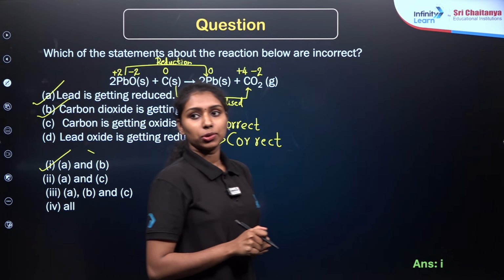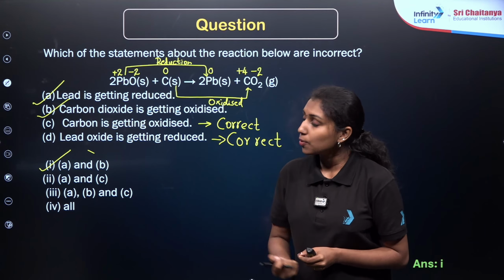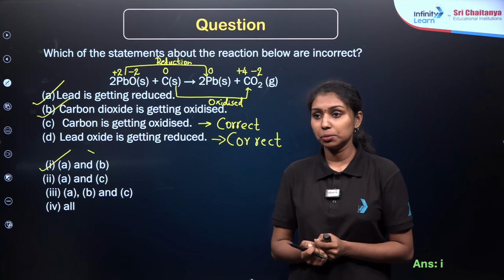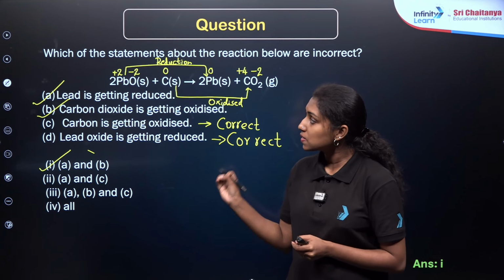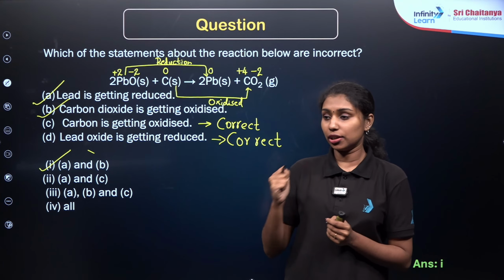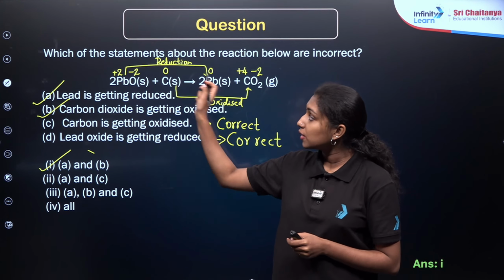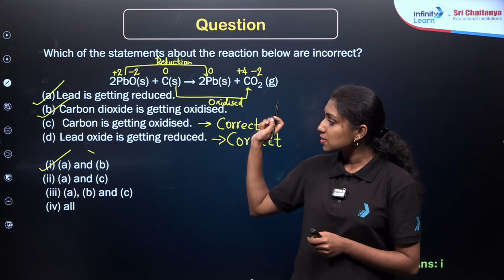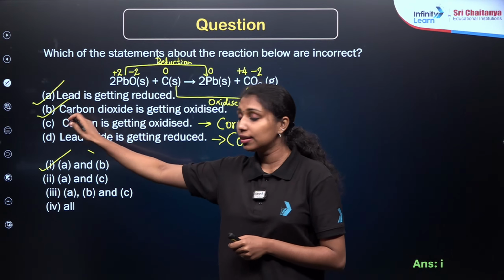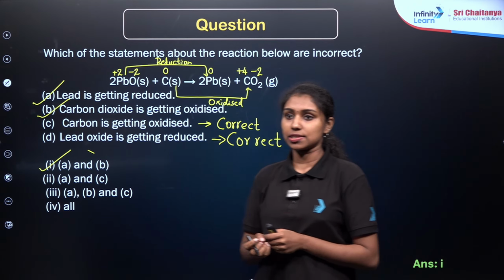So I hope you understand this question, right? Either you can use the classical method or the oxidation number method to identify the oxidation and reduction. So here, from the oxidation number method, you identified that lead oxide is getting reduced and carbon is getting oxidized. Which means A and B are the incorrect statements regarding the particular reaction.